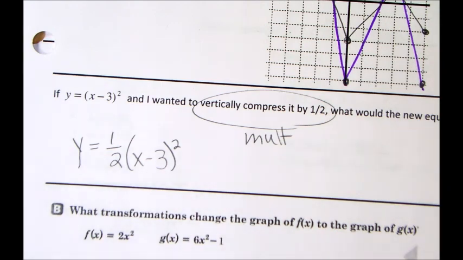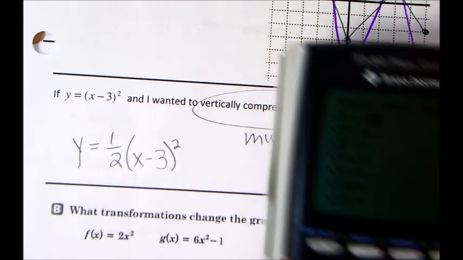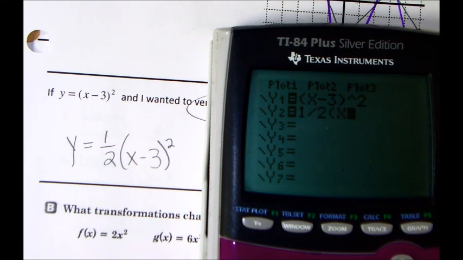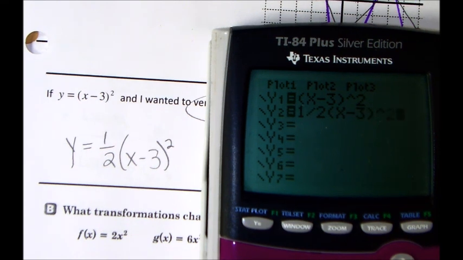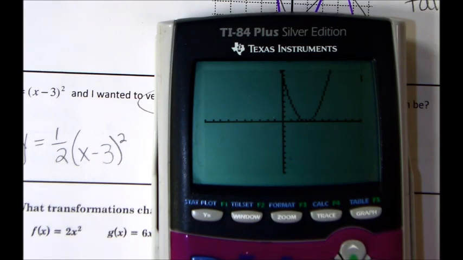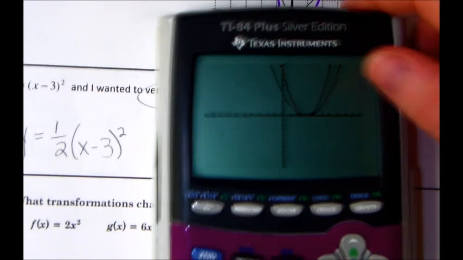And if I show you on a calculator, let me show you what those two look like. So the original was (x minus 3) squared, and the second one was 1/2 (x minus 3) squared. When I show you what it looks like, it's going to do the first one, and now this one's going to look like somebody stepped on it. See, it's a lot shorter, it's a lot flatter. It's almost like they took this one and kind of whoosh, stepped on it and flattened it out.